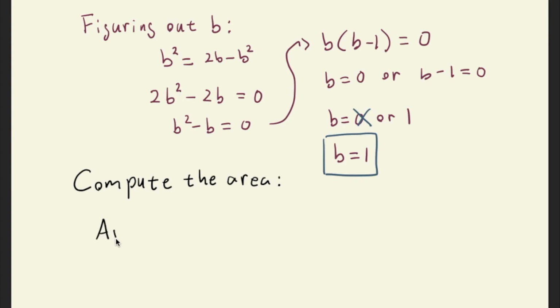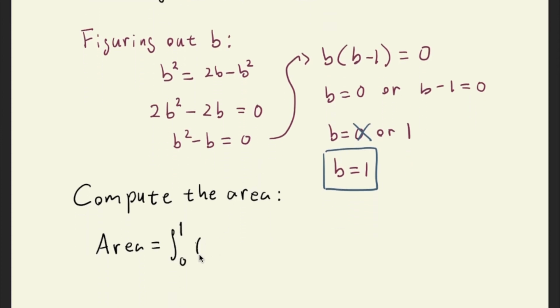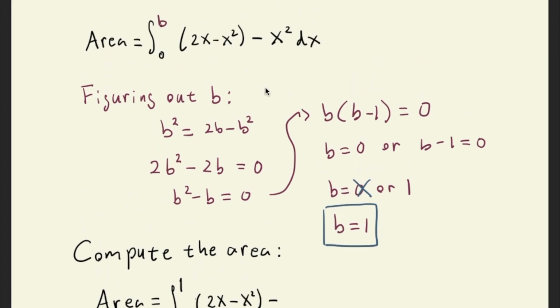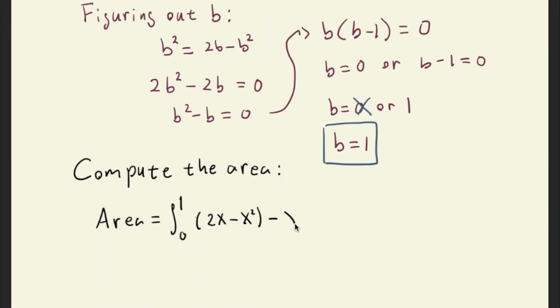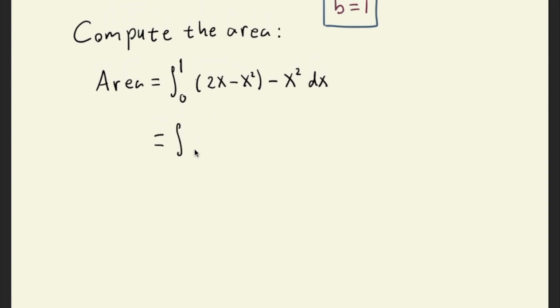So the area is equal to the integral from 0 to 1 now. We know what b is, of 2x minus x squared minus x squared dx, right? And now it's just solving an integral. It's a pretty easy integral to solve, right? So for this type of problem, the setup is really the hard part.